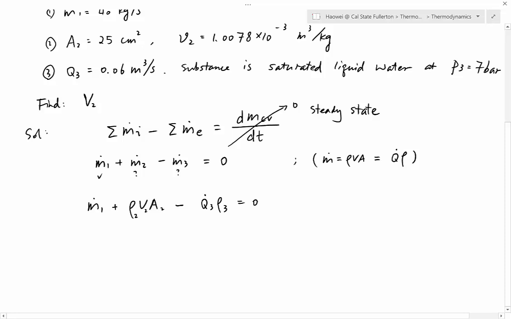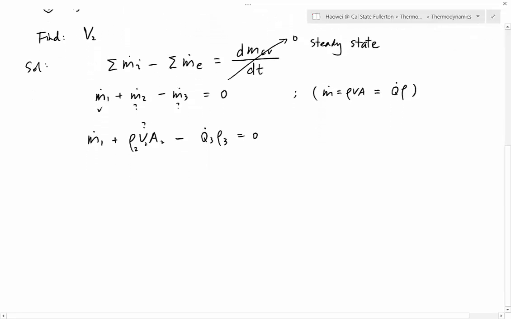Okay, right hand side still 0. And keep in mind, we're looking for V2. So what we're going to do is perform algebra and move V2 alone to the left hand side and everything else to the other side. So algebra gives you Q3 times rho 3 minus m dot 1, divided by rho 2 and A2. All right, and then in this class, we usually do not deal with density.